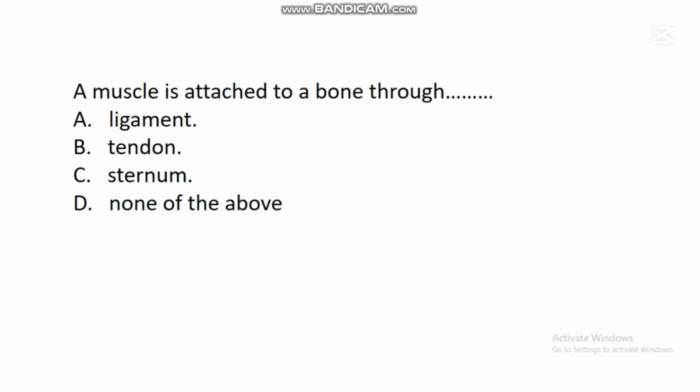The next question says, a muscle is attached to a bone through dash. A. Ligament. B. Tendon. C. Sternum. D. None of the above. In this question, the correct answer is B. Tendon. So this tendon is a structure that plays a great role at joints, and research has shown that the muscle is attached to a bone through the help of this structure known as tendon.